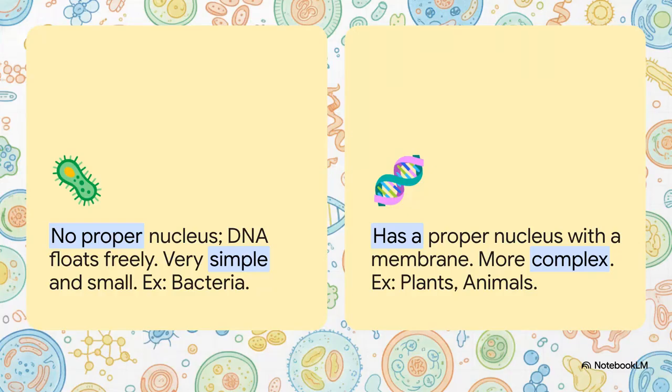But before we head inside, you should know that there are kind of two main city designs out there. You've got prokaryotic cells, like bacteria. Think of these as simple little studio apartments where the DNA just floats around wherever. Then you have eukaryotic cells, the kind that make up plants, animals, and us. These are more like mansions with a special room, the nucleus, that keeps the important DNA blueprints safe and sound. We're going to be touring the mansion today.